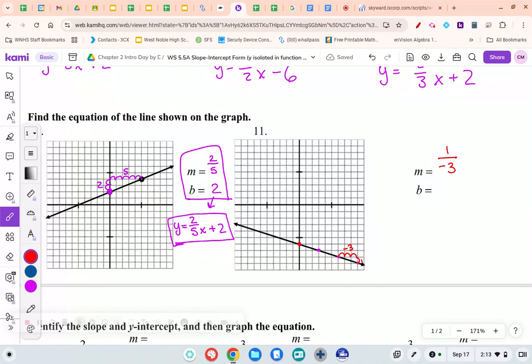Our b is at -1, 2, 3, 4, 5, 6. So if I write the equation of this line, we have y equals 1/-3x minus 6.